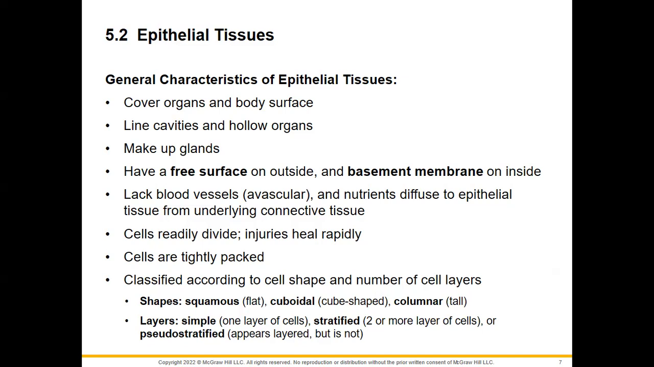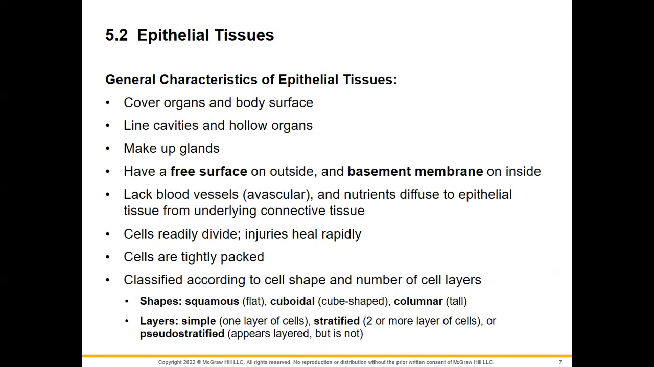Inside of your system, so lining your digestive system, all of those are going to be covered by epithelial tissues. Again, it also makes up glands. So those glandular cells, those tissues that produce your hormones, those that produce things like sweat and oil on your skin, all of those are types of glands, and those are all going to be made from types of epithelial tissues.